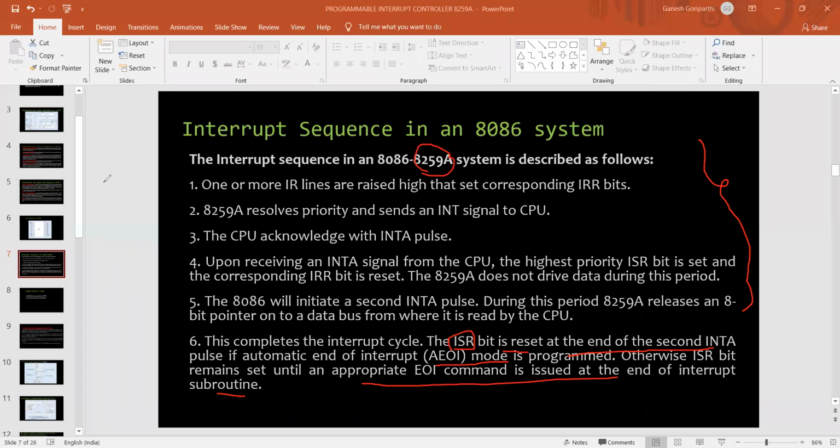So these are all the steps for serving a single interrupt. This you have to keep in mind: how an interrupt is being received, how it is resolved into the priority, and then how it is sent to the CPU for the serving process, and after serving, how it is getting reset. That you have to understand very clearly.